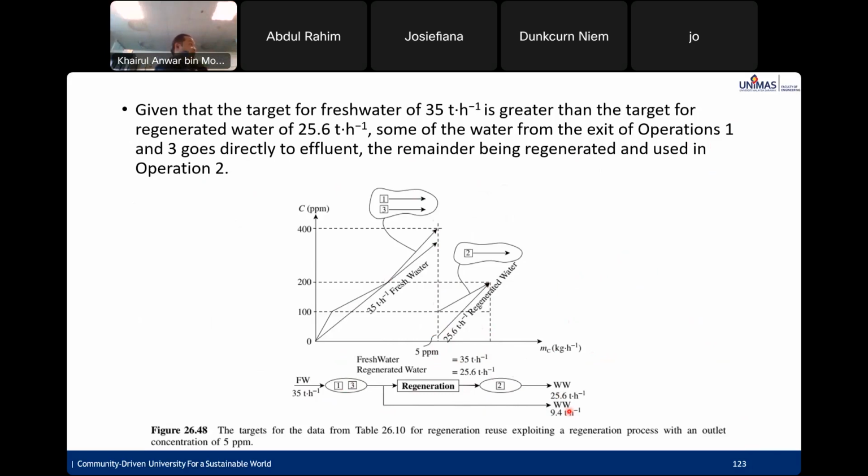Given that the target for wastewater at 35 ton per hour is greater than the target for regenerated water of 25.6 ton per hour, some of the water from the exit of operation 1 and 3 goes directly to effluent. Yes, 9.4. The remainder is regenerated and used in operation 2.